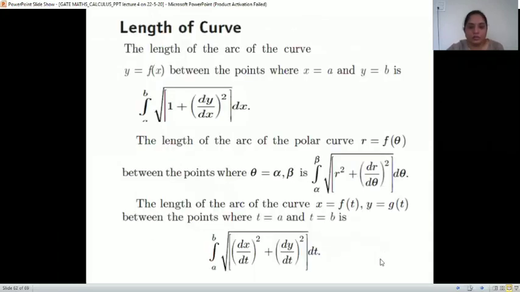Here is the formula. The length of the arc, if x is a to b, then this is the formula. And if we are converting it to the polar form, the formula is, if r is f of theta and theta is from alpha to beta, then integration alpha to beta under root r square plus (dr by d theta) whole square with respect to theta. Okay, and if we have x as some function of t and y as some function of t between the points t is a to b, then it is integration a to b under square root (dx by dt) square plus (dy by dt) square with respect to t.